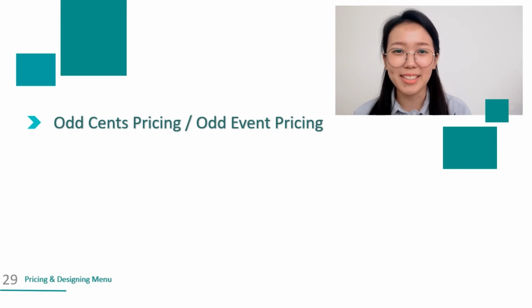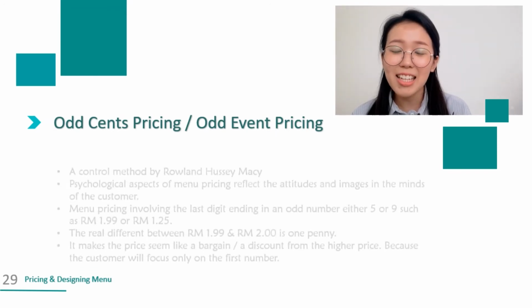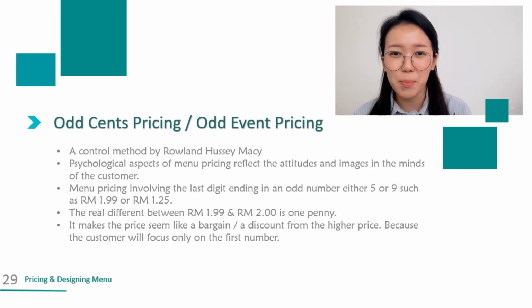Odd-number pricing, which is also known as odd-even pricing, is a method by Roland Hesse-Mercy, a psychological aspect of menu pricing that reflects the attitudes and image in the mind of the customers. This menu pricing involves the last digit ending in an odd number, either 5 or 9. For example, Ringgit 99 or Ringgit 25.